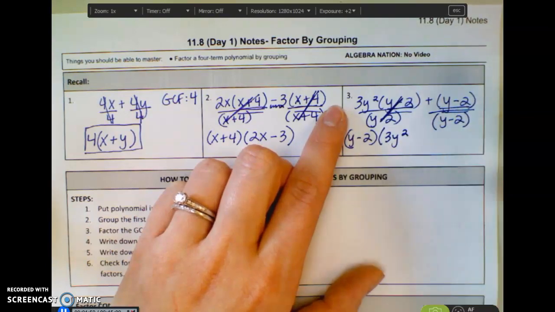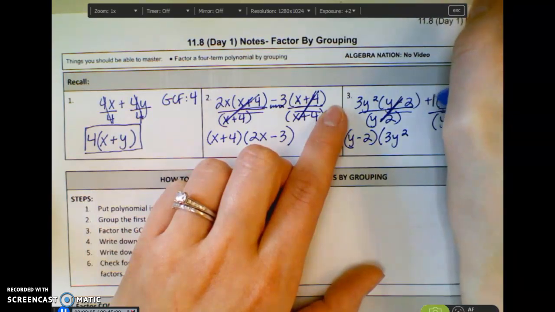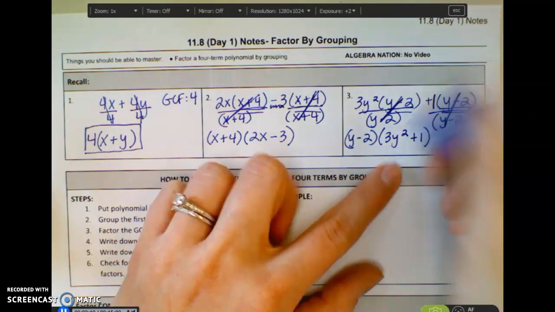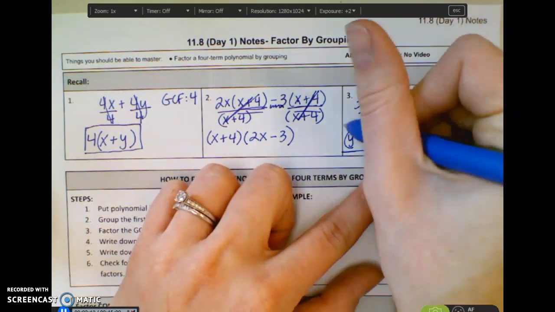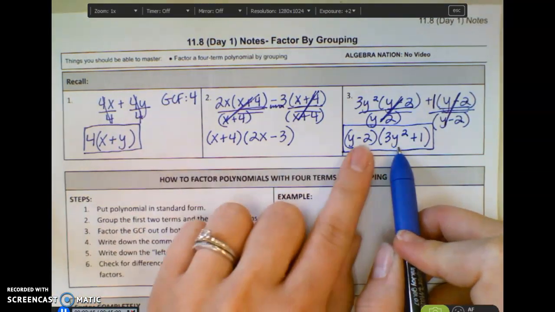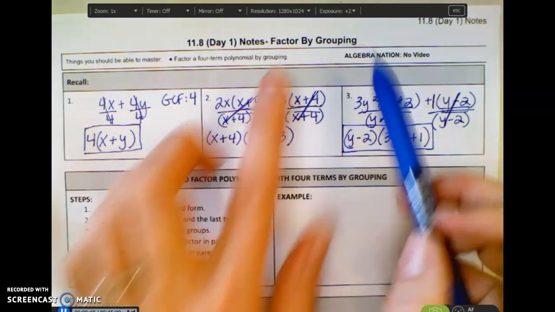This one looks a little different because they cancel, but what am I still left with? Y minus 2 over y minus 2 is 1. So I am left with a plus 1. And that is super important that you don't forget that plus 1. So that's what we need. These are the tools that we will need today for factor by grouping, and that's why we wanted to recall them.